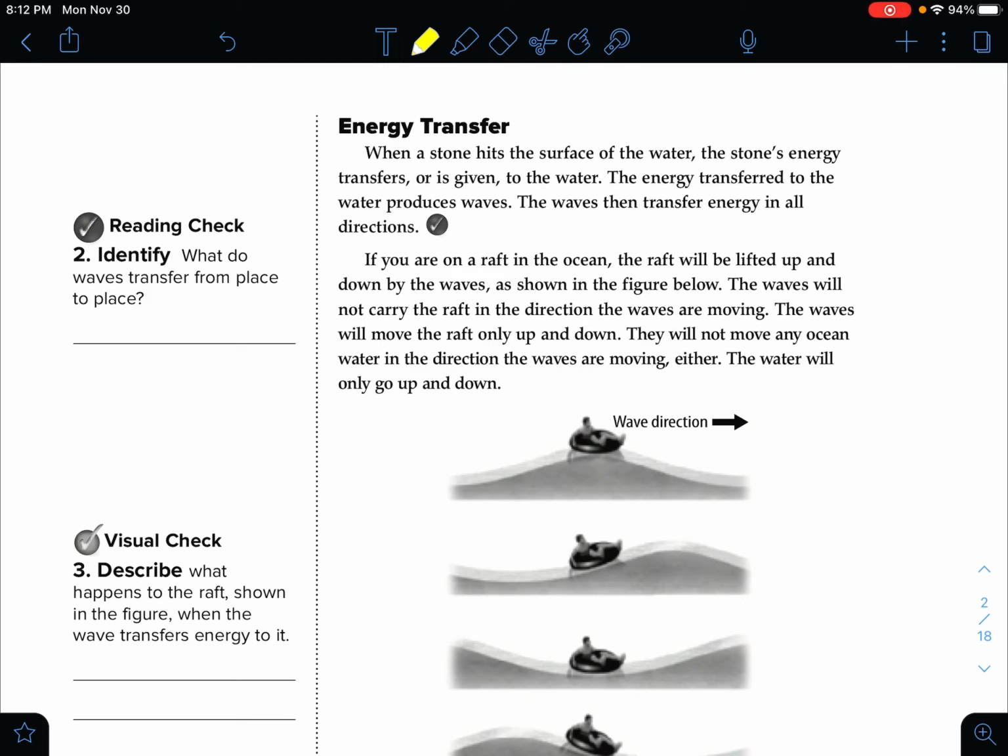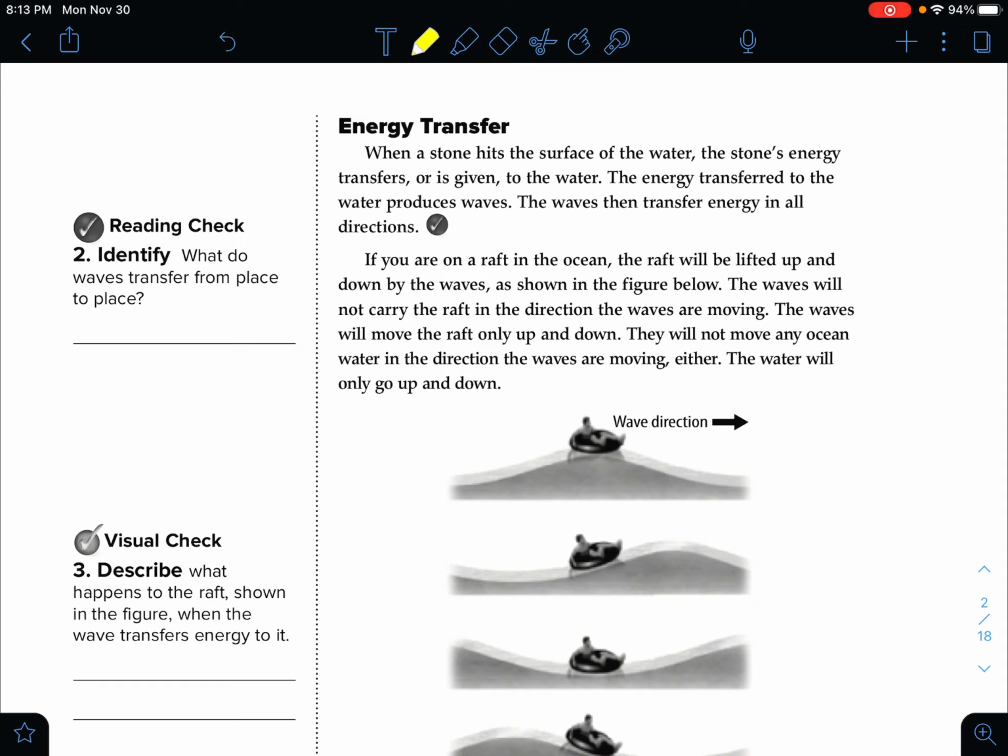The waves will not carry the raft in the direction the waves are moving. So similar to if you have ever been to the ocean and you are out in the water, or even a water park that has one of those wave machines. When the wave comes, it bobs you up and down, but it does not fling you to the other end of the pool or fling you to shore. Or if you're in a pool and somebody jumps in, you're going to bob up and down, but it's not going to fling you to the other end because it's not going to transfer matter, and you are matter, right?